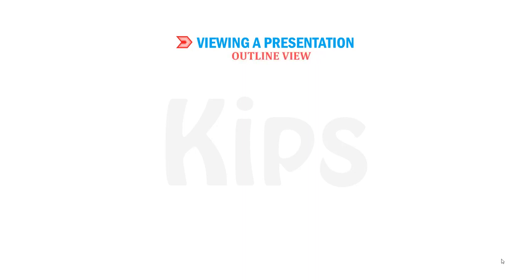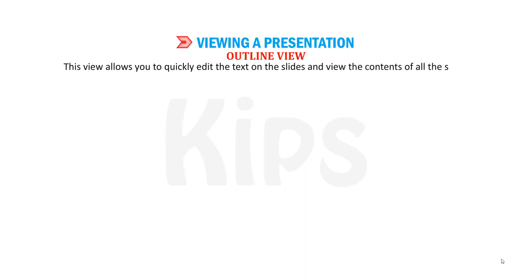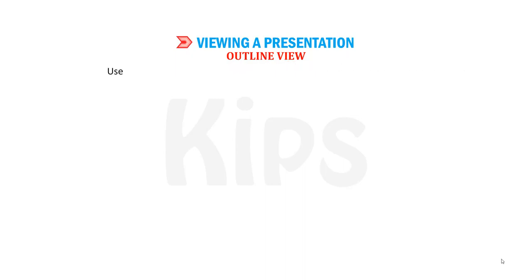Let us talk about Outline View. The Outline View displays only the text on your slides in the outline pane. This view allows you to quickly edit the text on the slides and view the contents of all the slides at once. Use Outline View to create an outline or storyboard for your presentation.